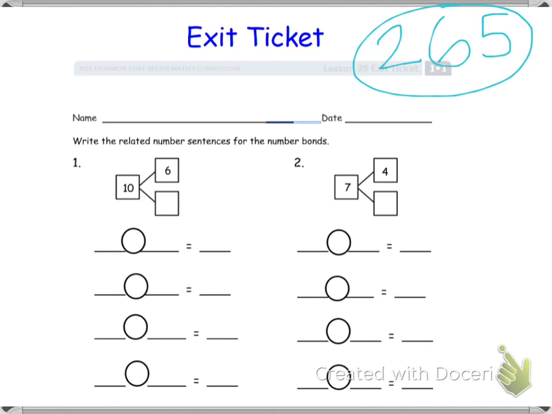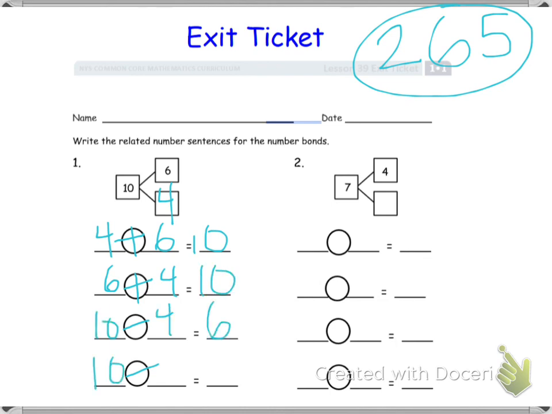Alright, so this one we know that 6 is missing. This says 10 buddies. So we have to do our addition sentences and our subtraction sentences. So you should get 4 plus 6 equals 10. 6 plus 4 equals 10. 10 minus 4 equals 6. 10 minus 6 equals 4.